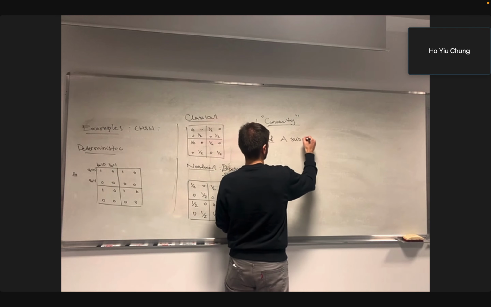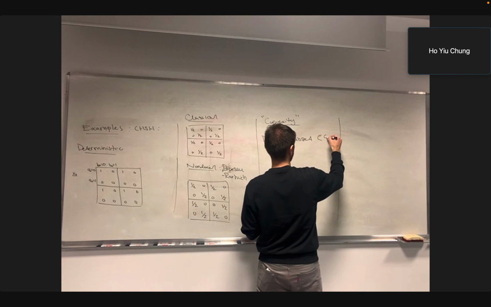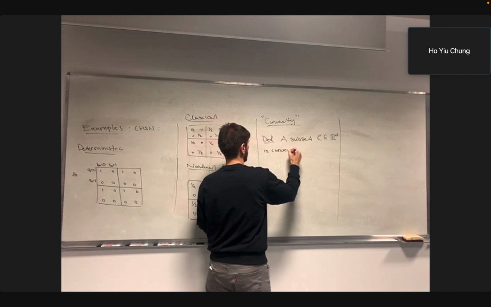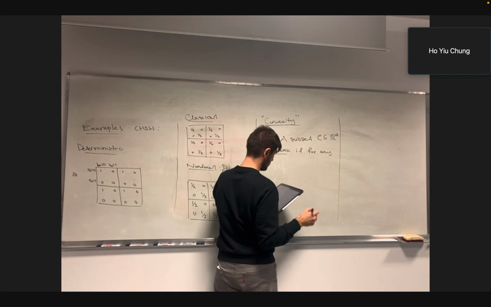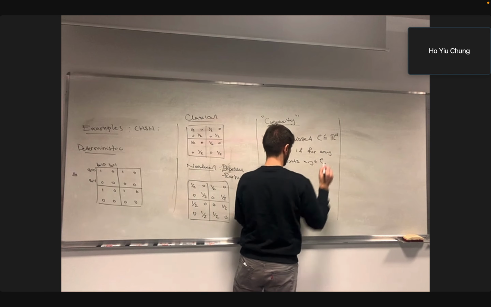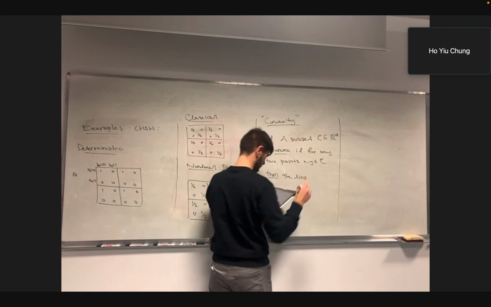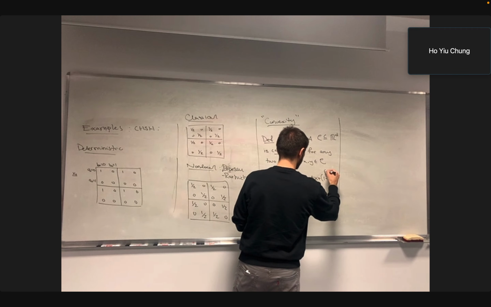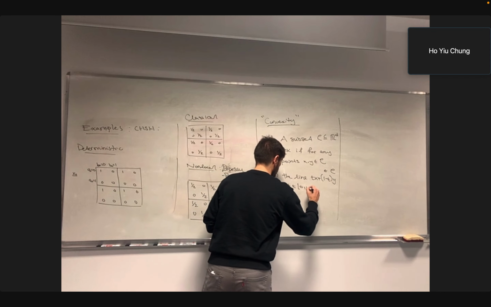So, a subset of R^d is convex if for any x, y in C, the line given by tx plus (1 minus t)y is also an element of C, where t is in the interval 0 to 1.